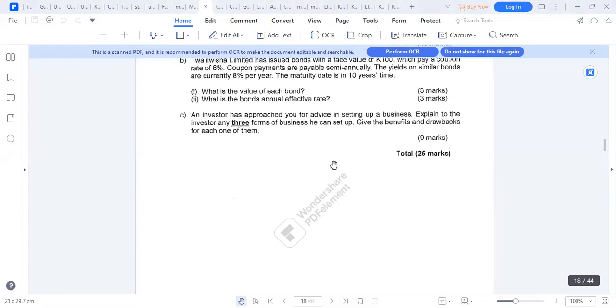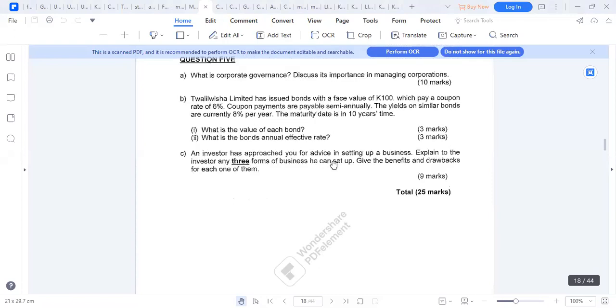All right. So we also looked at issues to do with corporate governance: discuss the meaning and the importance of managing corporations, 10 marks. What is corporate governance? And what is the importance of managing corporations? Anyone?